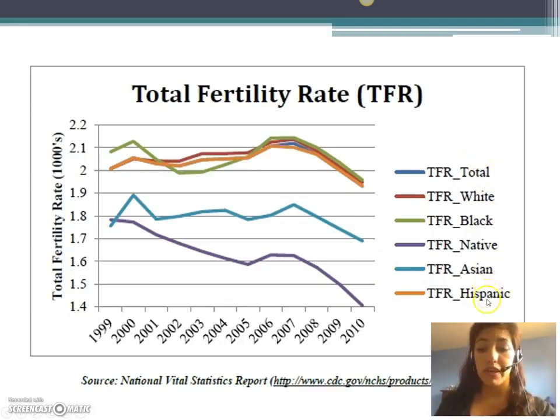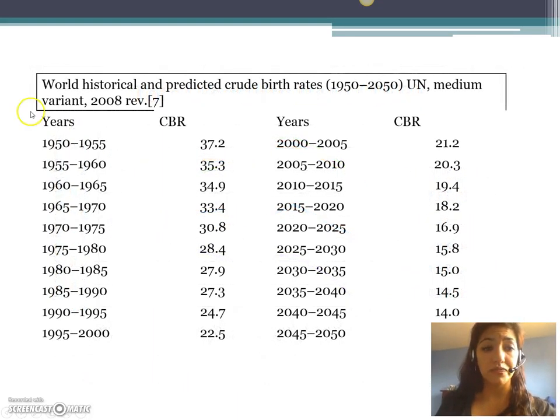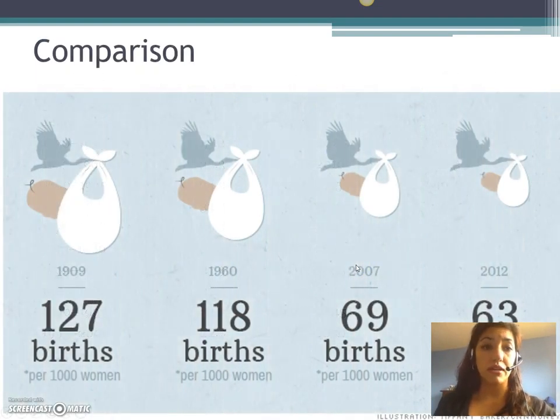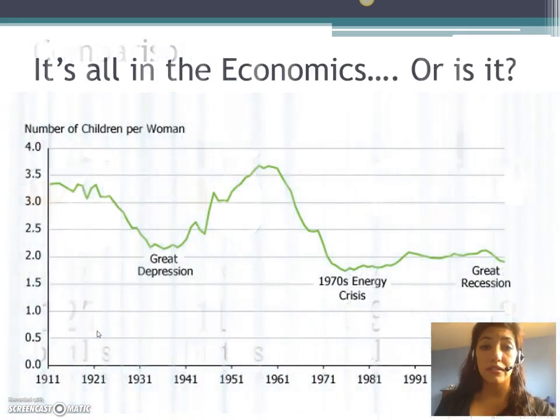And we're looking at all ethnic backgrounds. They're consistently going down, whether it's white, black, Native American, Asian, Hispanic, it's going down. In a world historical overview, you can see from the 1950s to a projection, we are projecting that it is going to continuously go down. And you can get a comparison from the early 1900s to the last figure, 2012, which is 63 births per 1,000 people in the population in the U.S. As you can see, from 127 in 1909, it has continuously gone down.